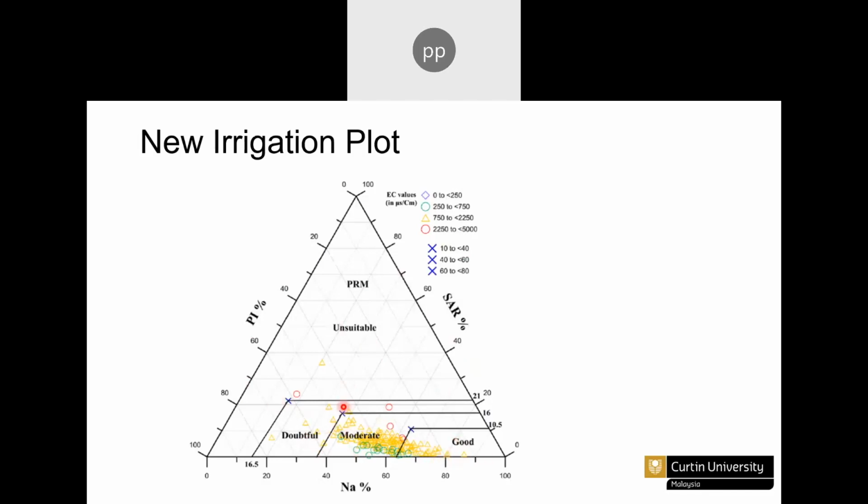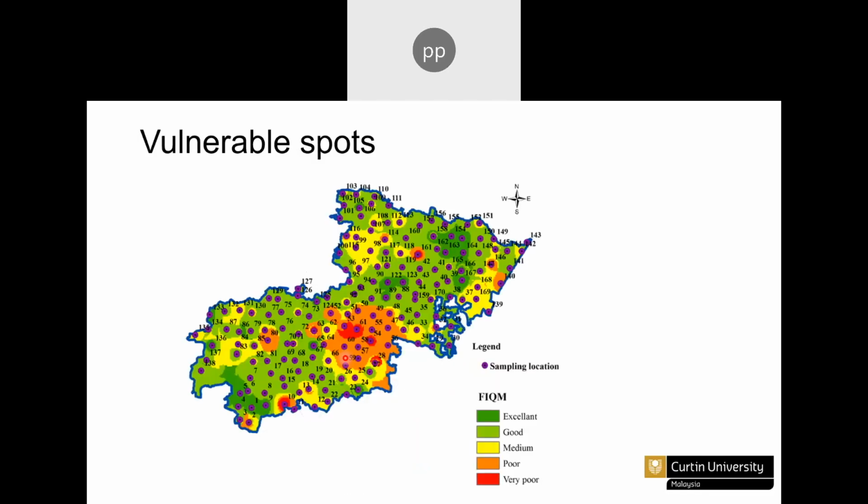You can clearly see the distribution of the samples. It is mostly plotted in the good and moderate, and a few samples in the doubtful and unsuitable condition. So from that you can easily demarcate the samples that are not suitable for irrigation. And these are the vulnerable spots using the GIS.